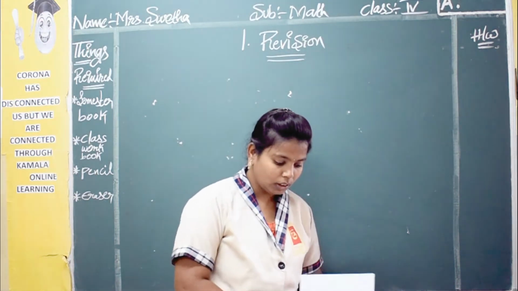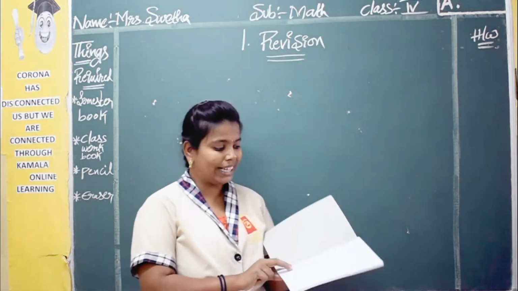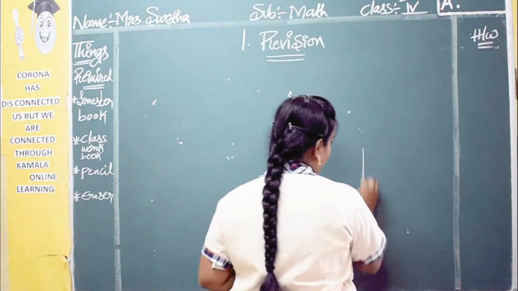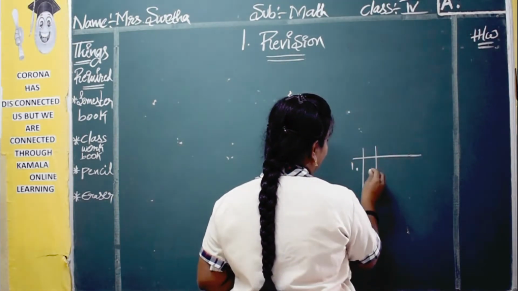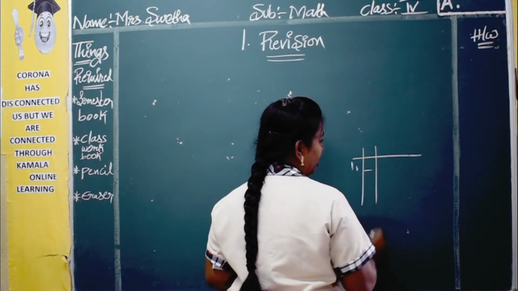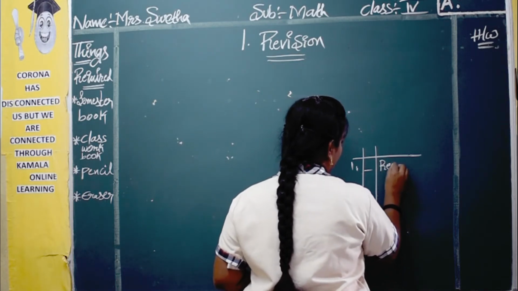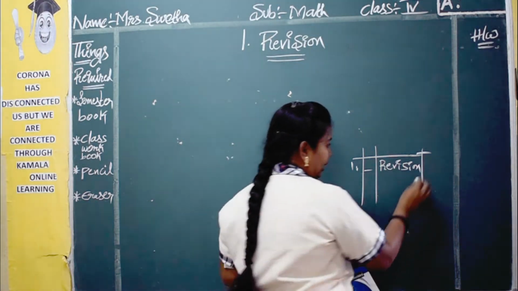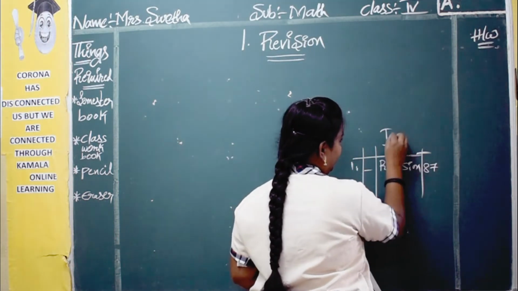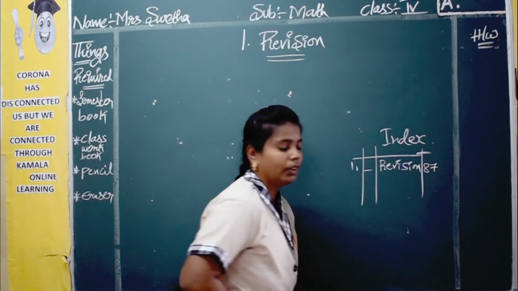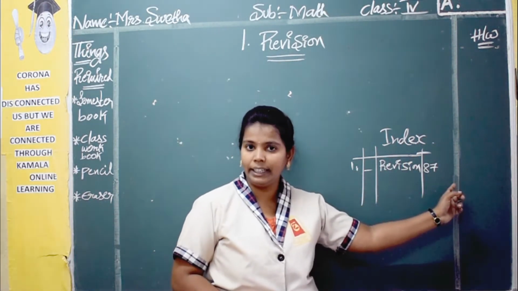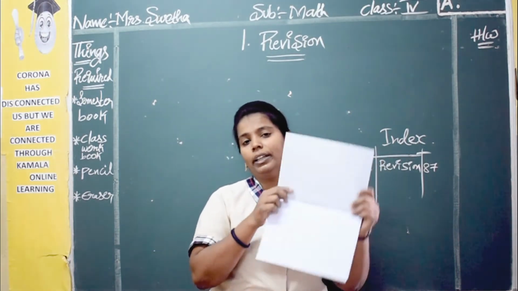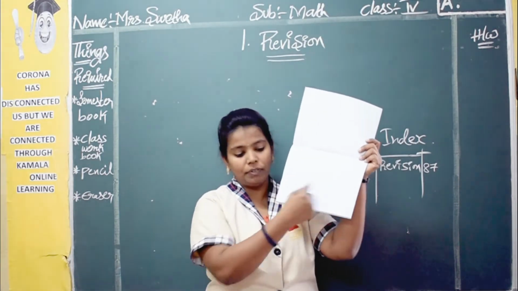Now you can open your classwork and write in the index column serial number 1. Date is today's date, and write the chapter name as revision. And what is the page number they have started here? It is 87. So in the index column, serial number is 1, revision, and 87. Like this you fill the index column, and next open the next page, the first ruled page.